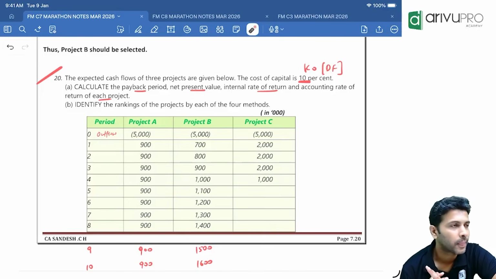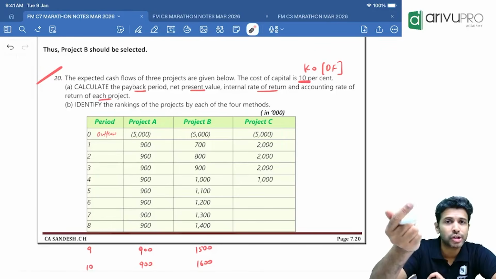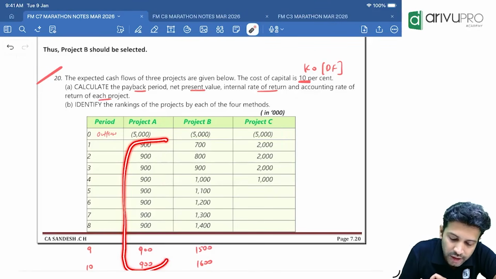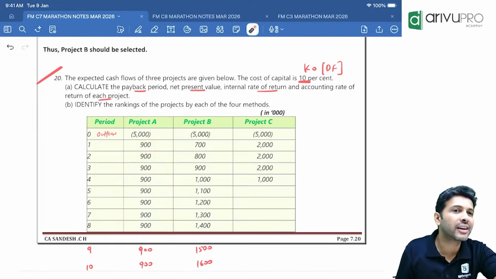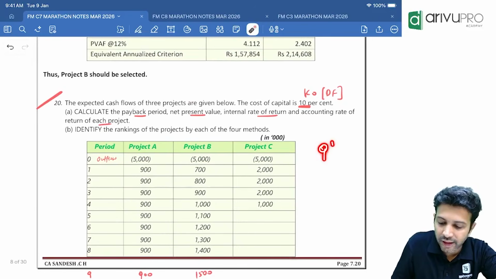How did you calculate? If they don't give PAT, what is the shortcut way? Take first the total cash inflow. How many years given? 10 years. Every year, how much is cash inflow? 900. 900 into 10 is how much? 9,000. So total cash inflow is 9,000.